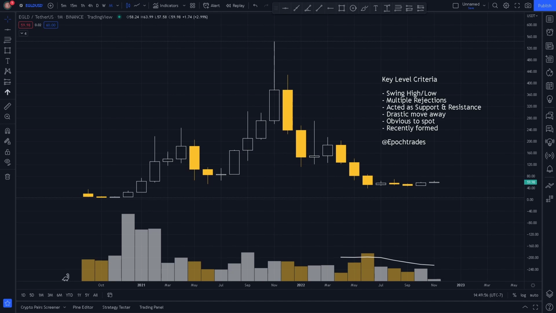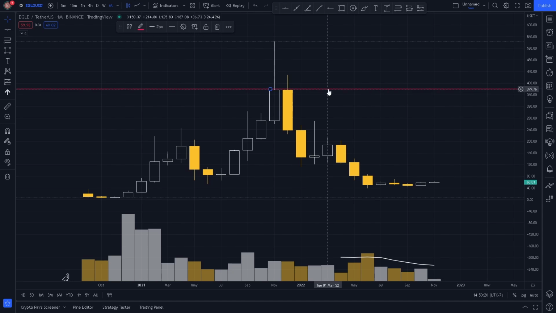Today we're going to be covering key levels on the monthly and weekly time frame for Elrond. So, as always, our key level criteria: we look for swing highs and swing lows, multiple rejections, acted as support and resistance, drastic moves away, obvious to spot, and recently formed. So, let's go ahead and hop right in.